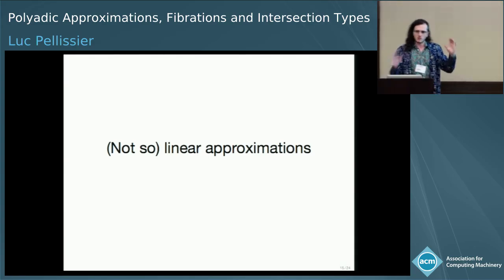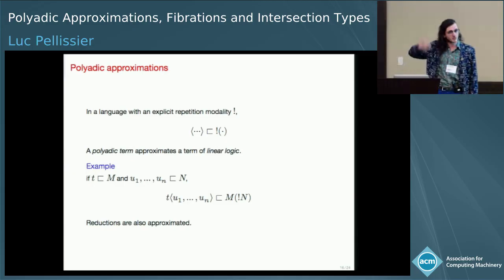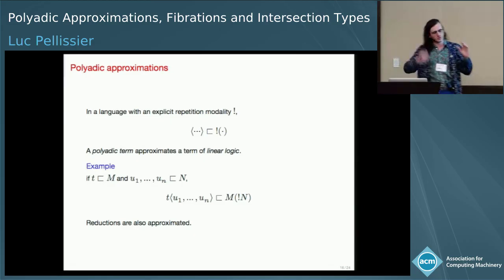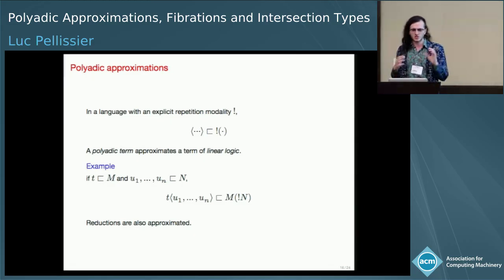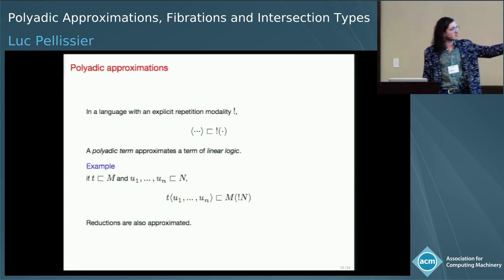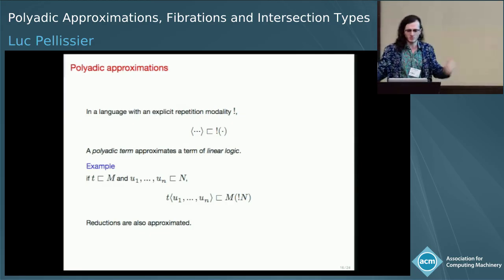Okay, so then we can introduce linear approximations. In a language such as a language for linear logic, we have an explicit repetition modality, bang. And we decide that a term with an explicit repetition modality has to be approximated by many terms, so a sequence, a list of terms. So, for instance, M applied to bang N is approximated by an approximation of M, T, applied to a sequence of approximations of N.